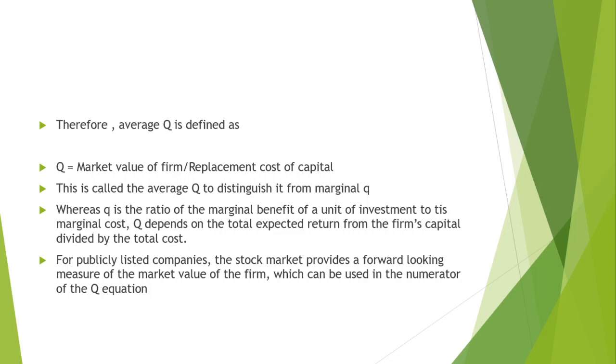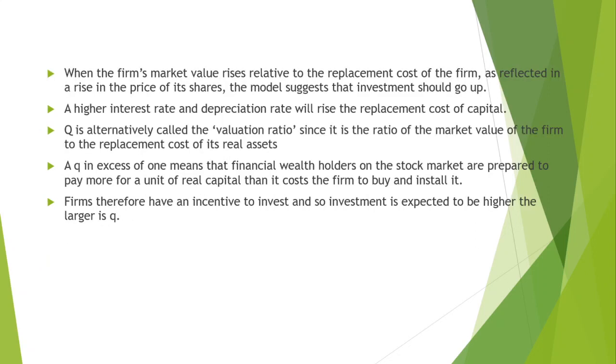For publicly listed companies, the stock market provides a forward-looking measure of the market value of the firm, which can be used in the numerator of the Q equation. When the firm's market value rises relative to the replacement cost of the firm, as reflected in a rise in the price of shares, the model suggests that investment should go up. A higher interest rate and depreciation will raise the replacement cost of capital. Q is alternatively called the valuation ratio since it is the ratio of the market value of the firm to the replacement cost of its real assets.